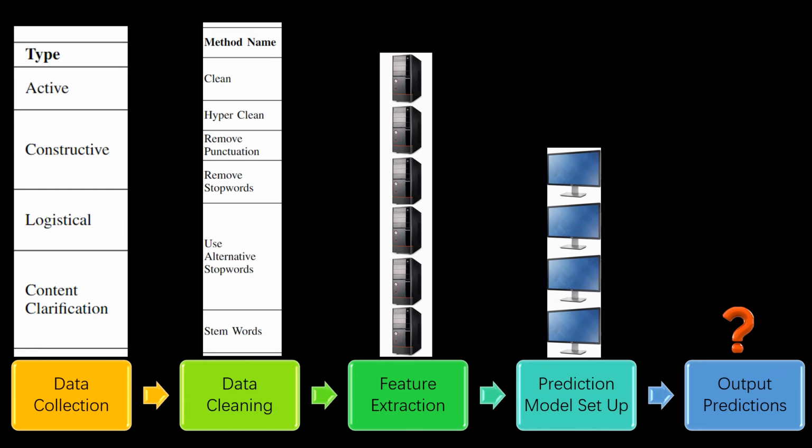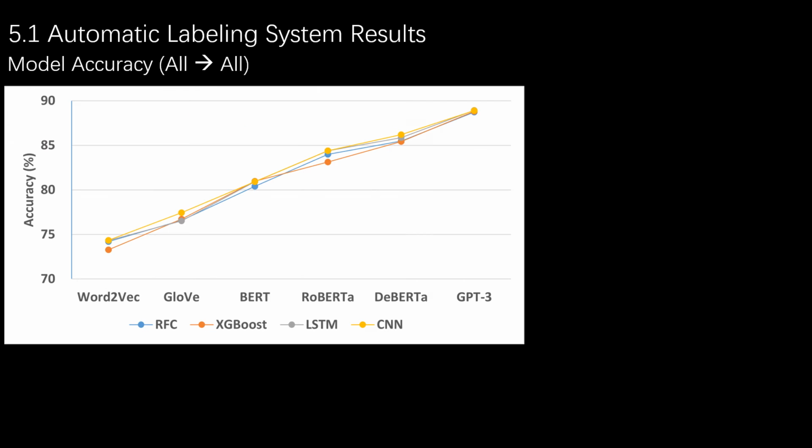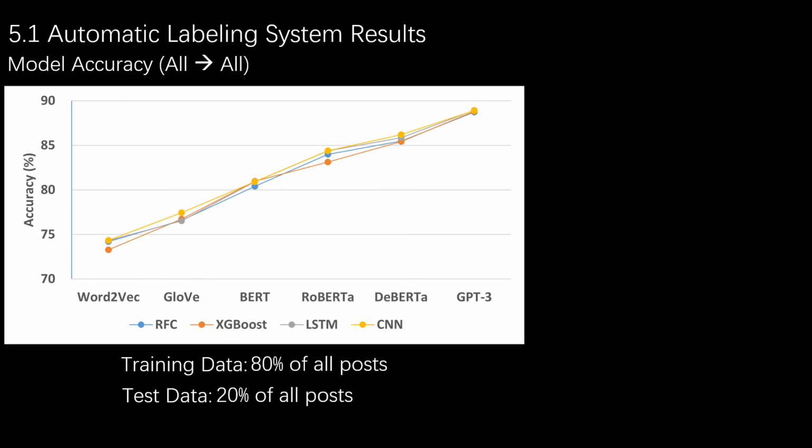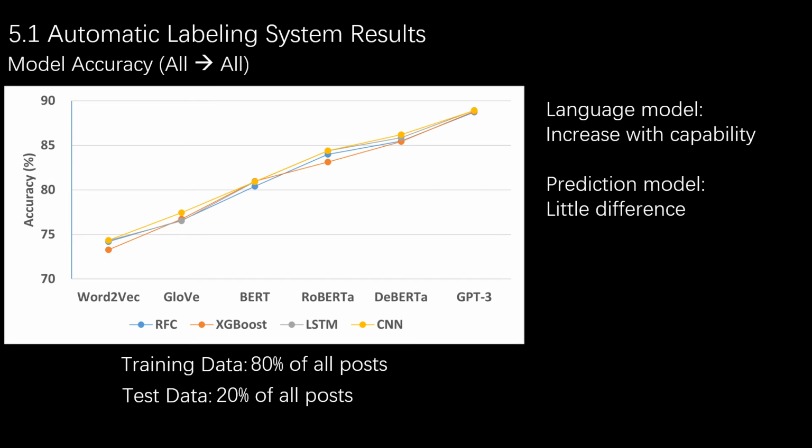Now let's see how the models perform. This is the accuracy plot of each of the prediction model paired with each language model. Here, the training data is 80% of all posts, while the test data is the rest 20% of all posts. According to the figure, there is a clear improvement in accuracy from Virtual-VAC to GPT-3. On the contrary, the performance difference between different prediction models is less obvious.